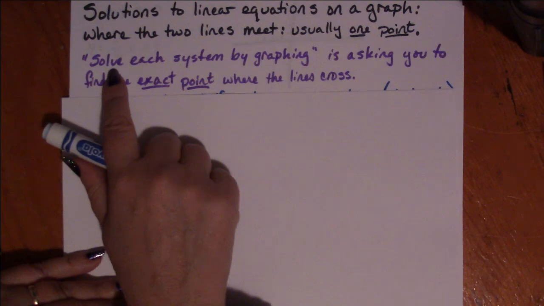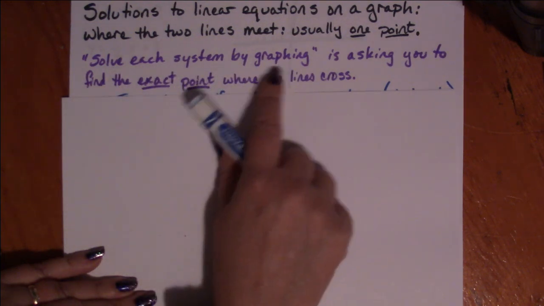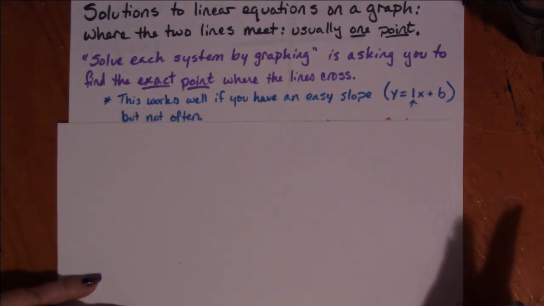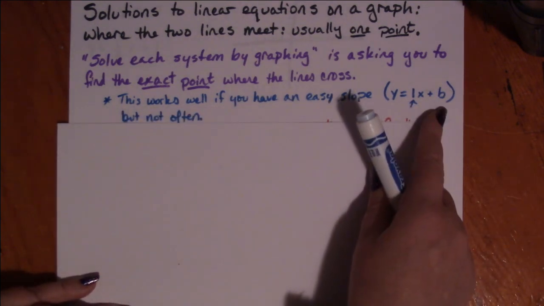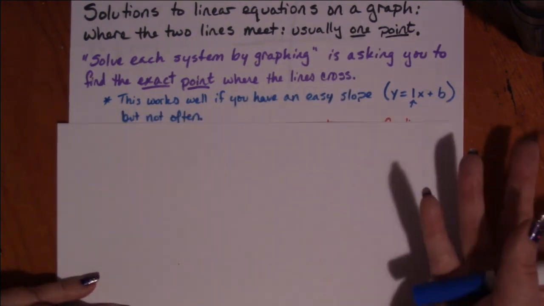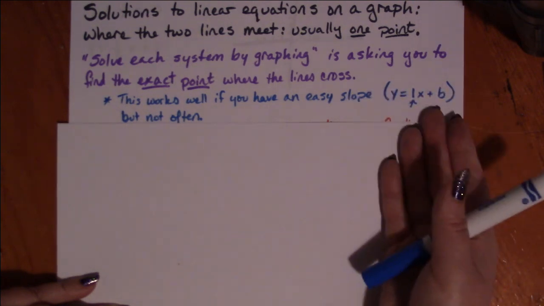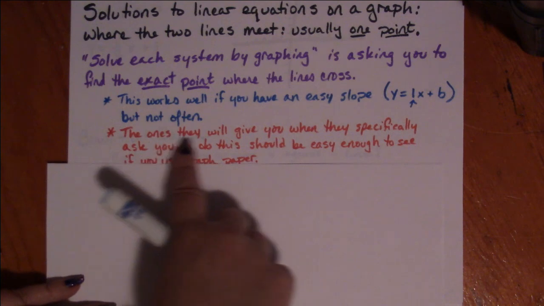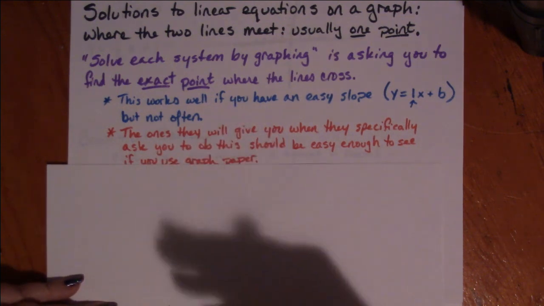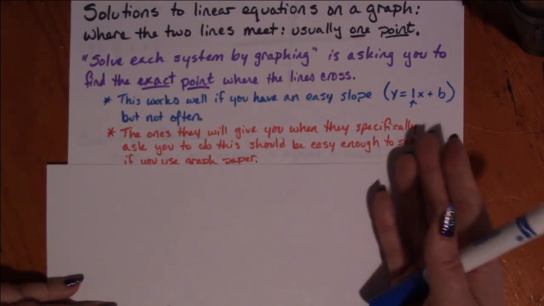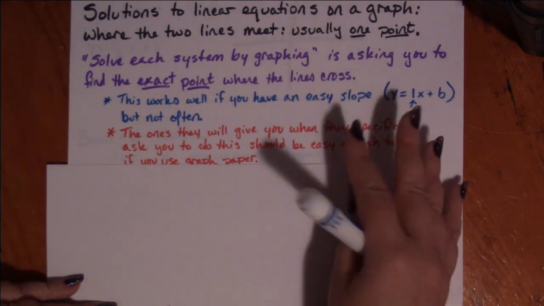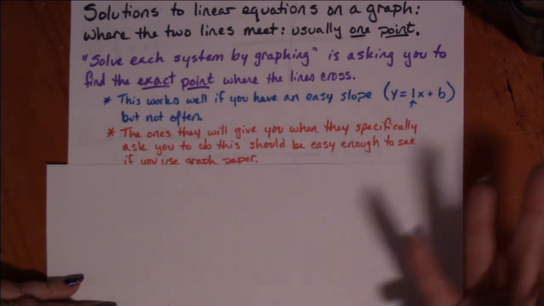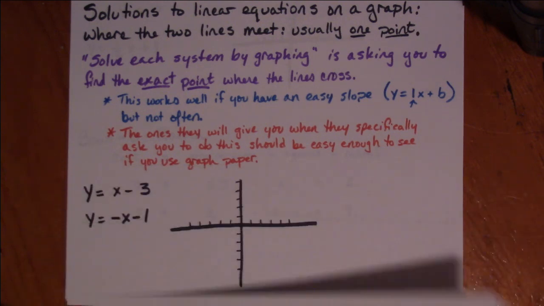So when it asks you to solve each system by graphing, it wants you to find the exact point where the lines cross. Now, this works well if you have an easy slope, but in the real world, this isn't very often a great answer. However, the ones they're going to give you when they specifically ask you to do this should be easy enough to see if you use graph paper. Now, unfortunately, I don't have graph paper, so my lines are a little wavy.